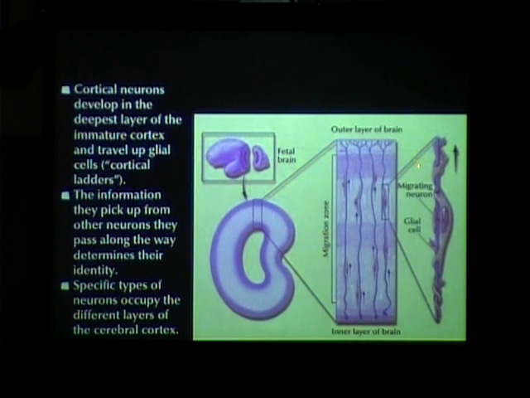So inside the brain itself, for every neuron, you have like 10 helper cells. So this would be one of those. They're called glial cells. They have these long fibers that go all the way from here all the way down to the bottom. And the neurons actually climb up the long projections, the long fibers of the glial cells, to get to where they're supposed to be.